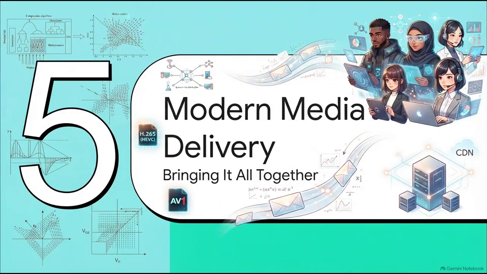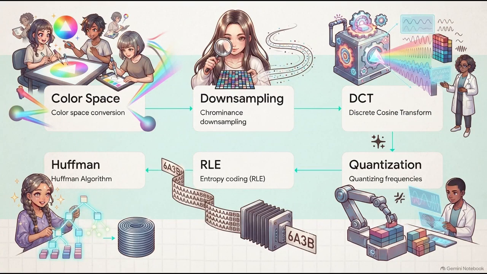All right, part 5, powering modern media delivery, bringing it all together. Okay, so we've got the art of video editing and we've got these genius mathematical algorithms. Let's see how they actually combine. When you look at an image online, chances are you're looking at a JPEG. JPEG is a really complex, lossy compression standard that uses a strict 6-step pipeline.